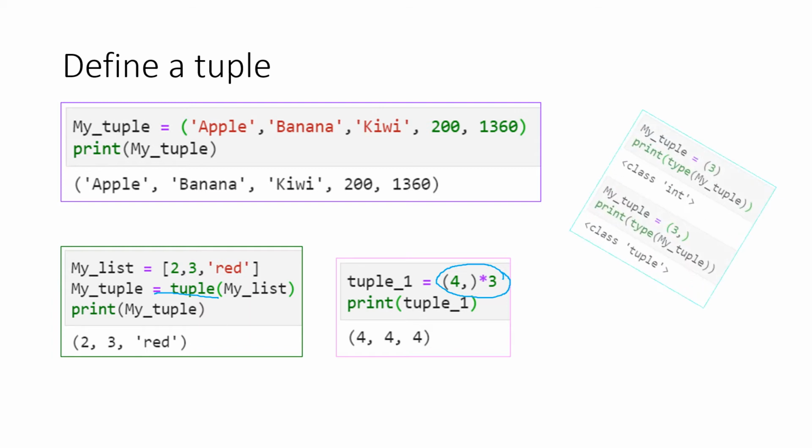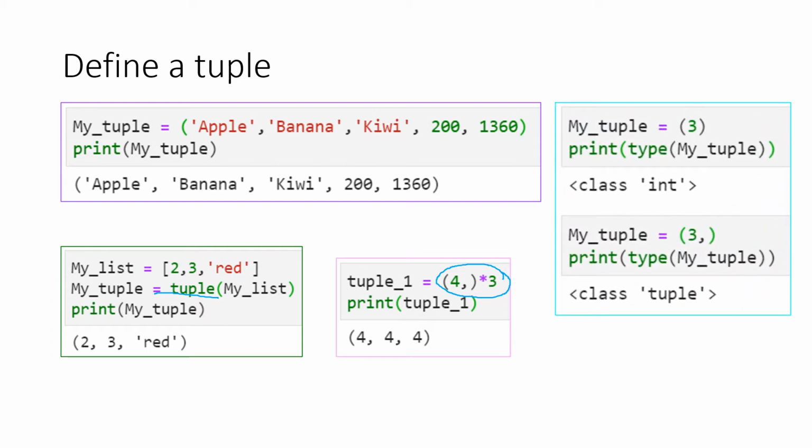But when you have only one value in a tuple, you have to use a comma at the end. Otherwise, Python will take that value as an integer. If you look at this example, I have defined my tuple with one value, but it does not contain a comma. So the type of this variable is identified as an integer by Python. But if you define the same thing with a comma, then Python will identify that as a tuple.